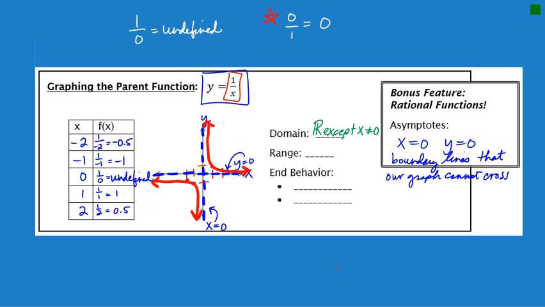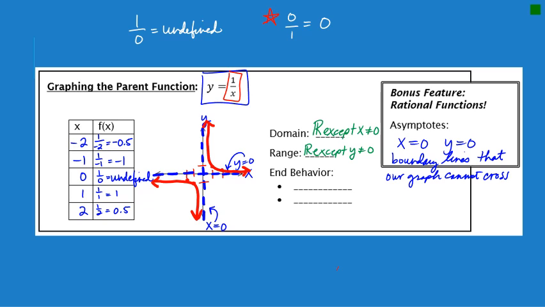We're going to do the same thing for the range. All y values work. The only thing we cannot get our equation to equal is 0. So we're going to say all real numbers except y cannot equal 0. And make sure you use x for domain and y for range.